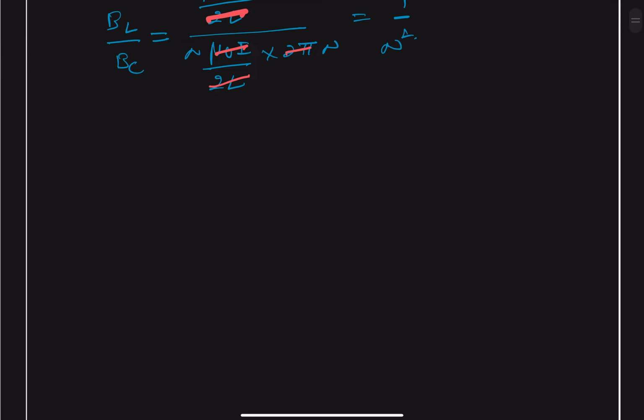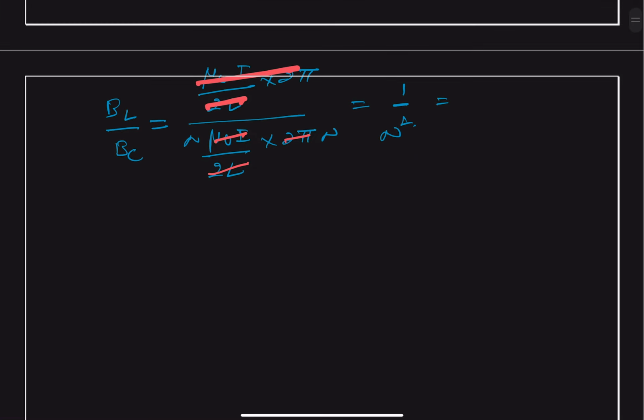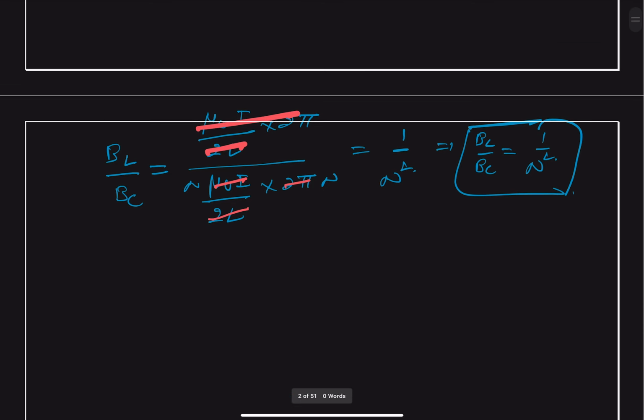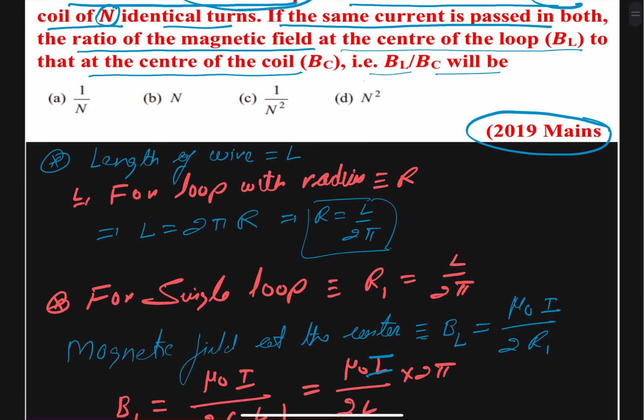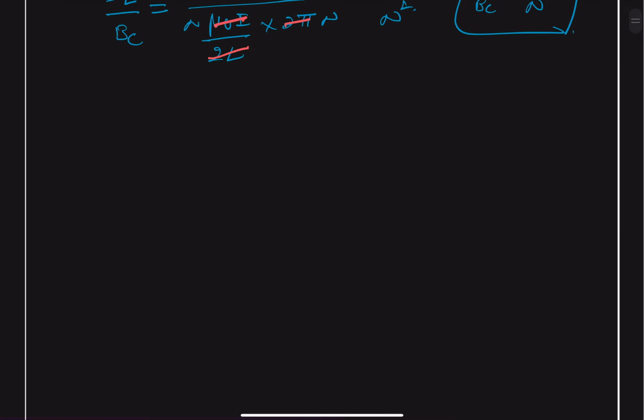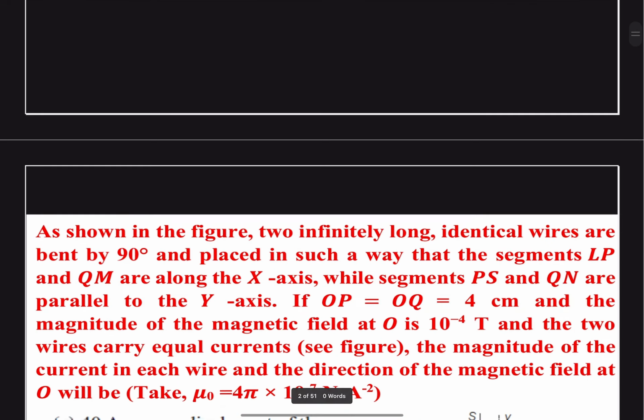So therefore the ratio of BL upon BC will be 1 upon n square. So option number C is the correct option. Option C is correct. We come to the next question.